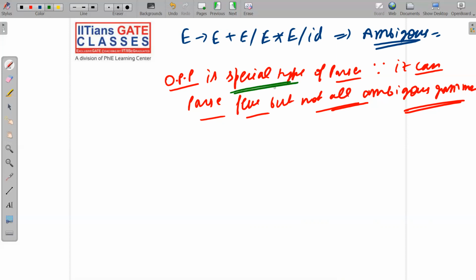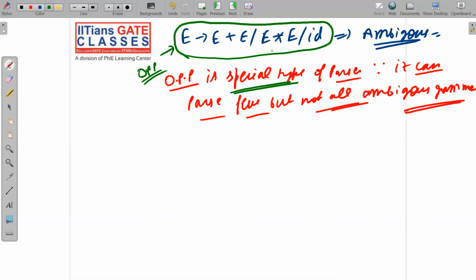It is an exception because no parser can parse ambiguous grammar. Why can no parser parse ambiguous grammar? Because if the grammar is ambiguous, then we can have two or more parse trees for a string, and which parse tree is correct, which parse tree is wrong, we do not know. Okay, so the parser will get confused at that moment. Hence, no parser can parse ambiguous grammars, but operator precedence parser is an exception which can parse few but not all ambiguous grammars. So for this ambiguous grammar, I'm going to construct the operator precedence parser.